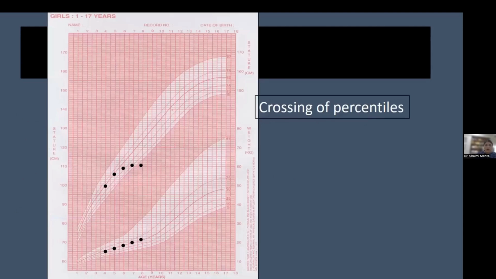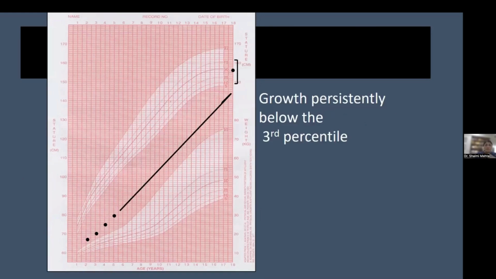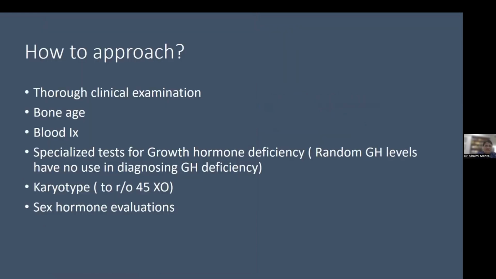So talking of percentiles, right? Crossing of percentiles, the child was growing fine, now the child is faltering, or the child has always been persistently below the third percentile. These are the kids we want to definitely investigate. And how does a doctor do that? We would do a thorough clinical examination to look for any pointers of short stature, because we know that there could be sometimes certain genetic syndromes, certain genetic things associated with short stature.